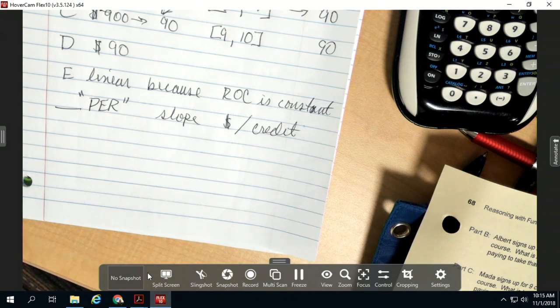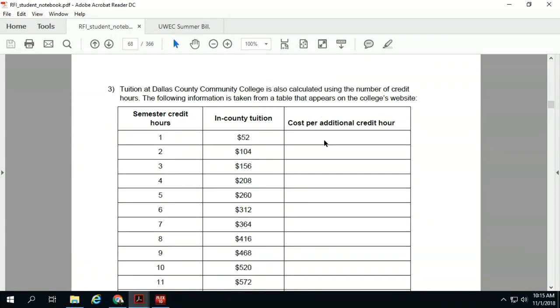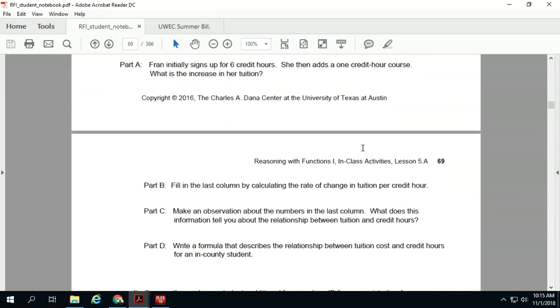representation. Tuition at Dallas County Community College is also calculated using the number of credit hours. So now we're going to go from a table for a linear equation. The first thing they want you to do is to fill in some information on the chart, and then on the next page, answer parts A, B, C, and D. Okay? Go.